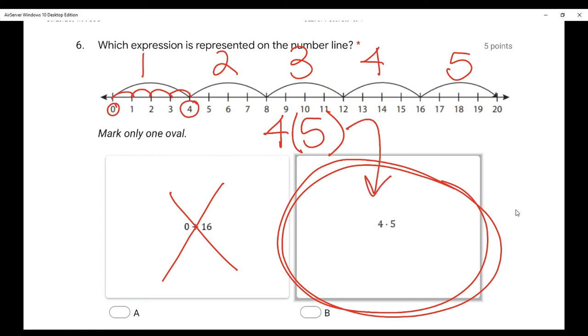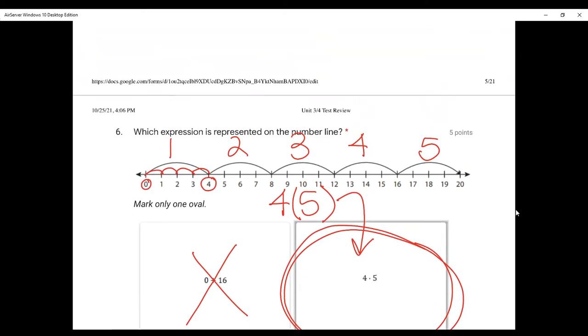And remember with the parentheses, that's another way to write multiplication. So always count the jumps and the spaces you are jumping over each time. So 4 times 5. And remember, adding or subtracting is going to be the straight lines where it goes like this and goes backwards. That's adding and subtracting. Jumps are always multiply.